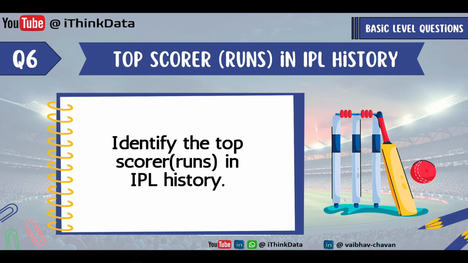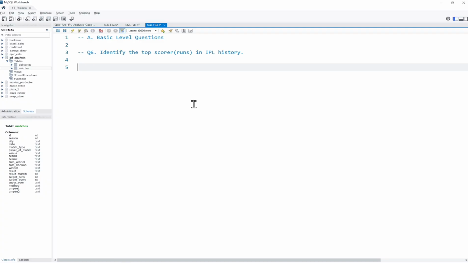To find out top scorer runs in IPL history, question number 6 is, identify the top scorer of runs in IPL history. Finally, let's find out who holds the record for the most runs in IPL history. A stat every cricket fan loves. Here is the query.